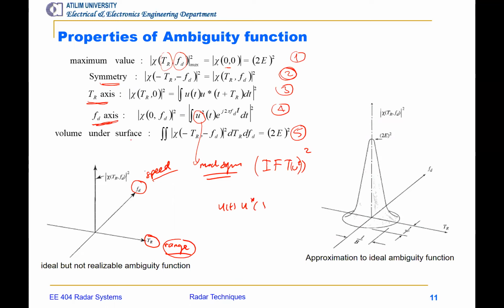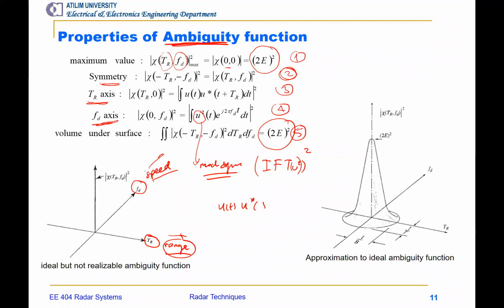Volume under the surface of the ambiguity function is going to be similar to equation 1. It's proportional to the energy squared. Okay. Theoretically, the ambiguity function, as we can understand from the name, is about uncertainty. Somehow, it's a metric, a function showing how much uncertainty we have on the range and speed axes.